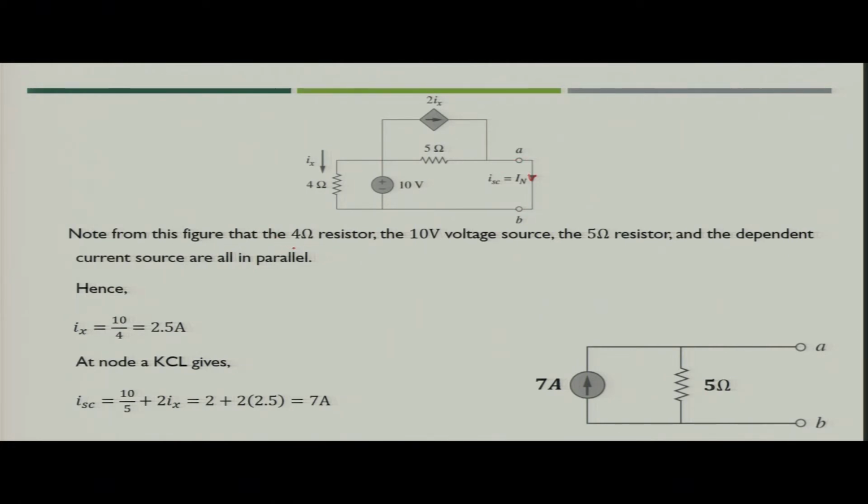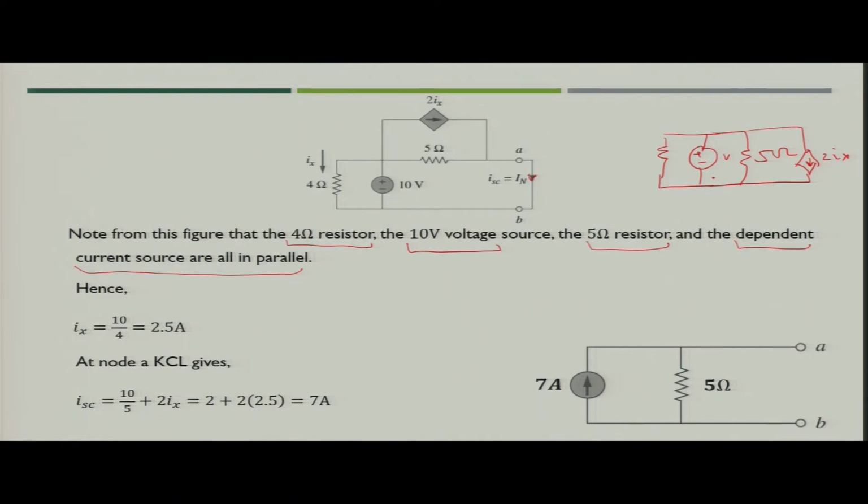Now, if you see the figure, that 4 ohm resistor is in parallel with 10 volt voltage source, and 4 ohm resistor is also parallel with dependent current source. So, that means if you see this particular segment, A and B is short circuited. So, finally, what you are getting here is nothing but the voltage source in parallel with another 5 ohm resistance, because this will be in parallel, and then you will have dependent current source of 2Ix. So, this you get when you do the inspection of the circuit.